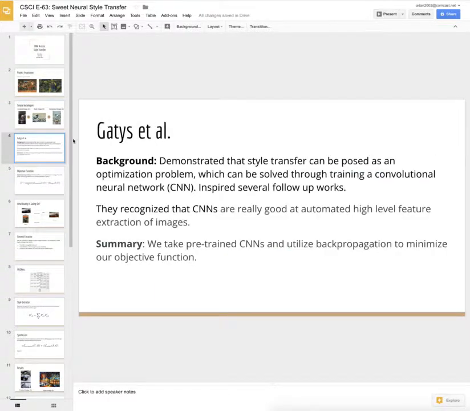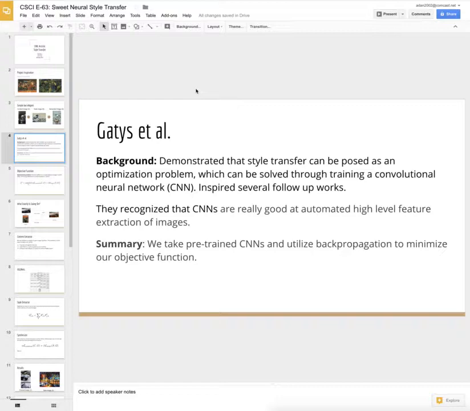And the first research group to tackle this problem was Gatys et al. They published the paper in 2015, and they demonstrated that style transfer can, one, be posed as an optimization problem, but two, that it's pretty well suited for convolutional neural networks. And it was definitely a very popular paper that came out in the deep learning community and even the art community. And as you can imagine, it inspired several follow-up works.